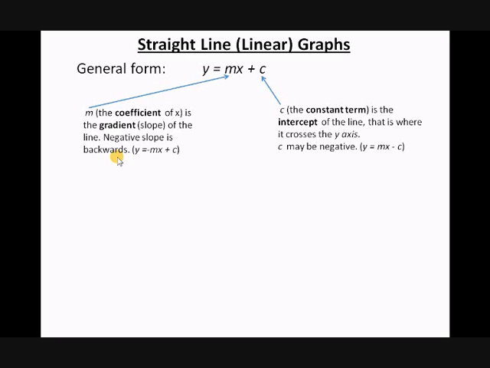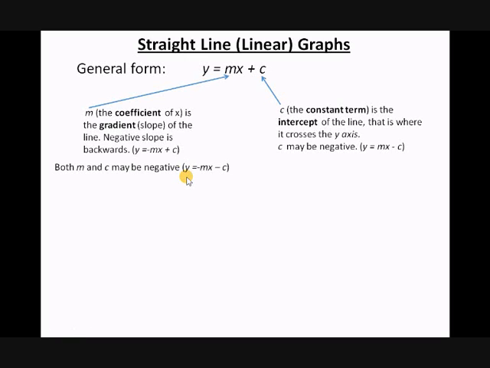And again, c may be negative, and the equation would look like y equals mx minus c, or something like y equals minus 2x minus 3. And as I've just given in the example, both m and c may be negative. So you could have a graph like y equals minus 2x minus 4.